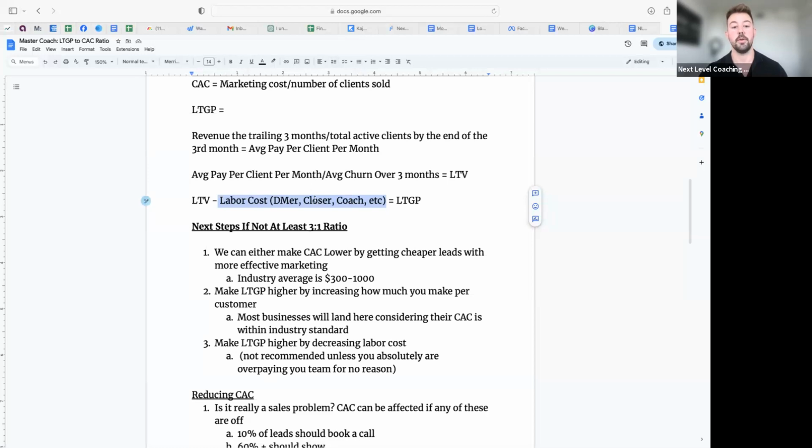All right, so you add up all those: DMer commission, closer commission, what the coach gets paid over that time. Now you have your average labor cost. Take your lifetime value, subtract the labor cost, and voila, we have our lifetime gross profit. Okay, so now we can actually look at the ratio.